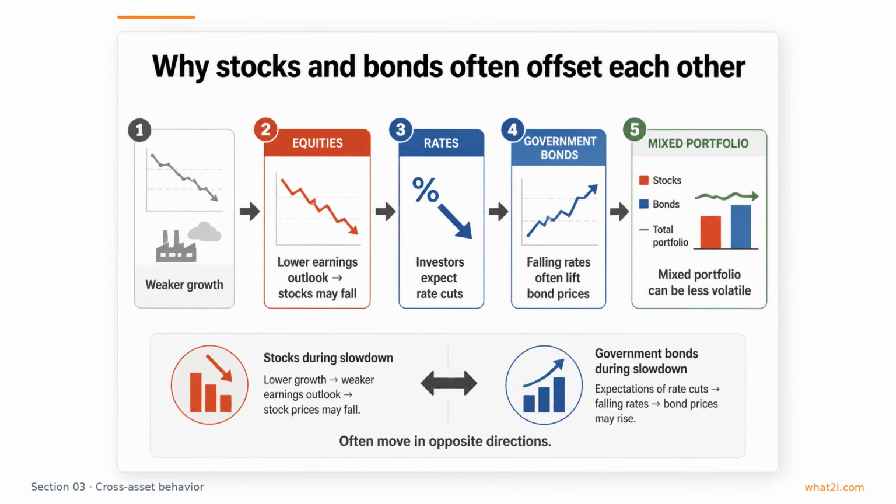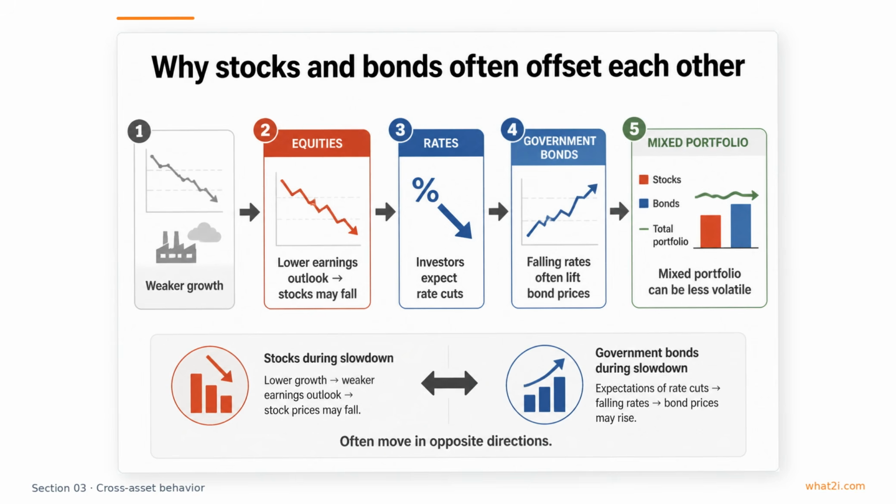A classic cross-asset relationship is the tendency for stocks and government bonds to offset each other during growth slowdowns. If growth weakens, corporate earnings expectations often fall, which can pressure stock prices. At the same time, investors may begin to expect central bank rate cuts or lower yields. Falling yields generally support bond prices, especially for high-quality government bonds. That creates a pattern where one side of the portfolio softens the blow from the other. It is one of the main reasons balanced portfolios have often shown lower volatility than equity-only portfolios.